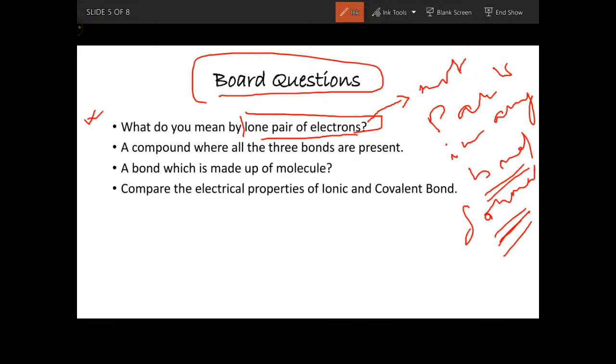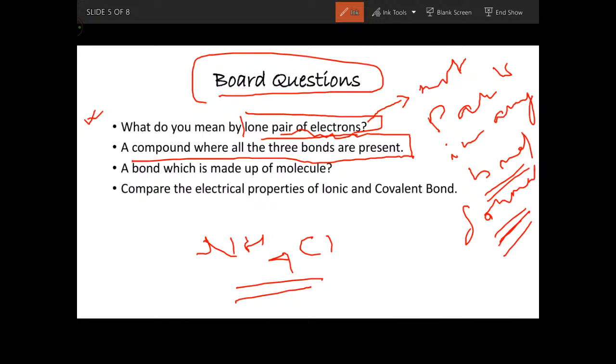The second question we have is a compound where all the three bonds are present. So this is a very important example. The example you all remember is NH4Cl. Ammonium chloride is a compound where you have ionic bond, covalent bond, and coordinate bond. Now you may ask, sir, how? The explanation is not possible for me to show right now, but please remember that this question comes for 1 mark, and they will ask you to name a compound where all the three bonds are present. Then your answer will be ammonium chloride. Okay, did you understand?